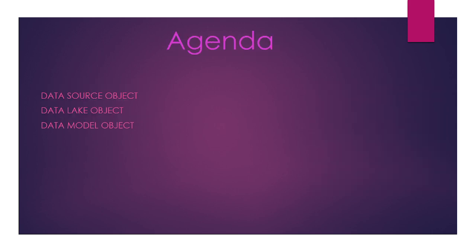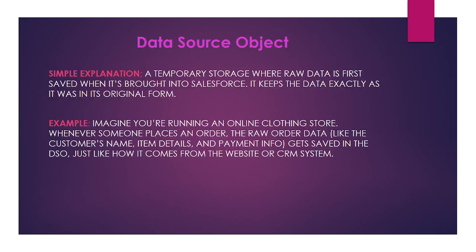So today we will discuss data source object, data lake object, and data model object. In short form, we call them DSO, DLO, and DMO. All these three terminologies are used in Data Cloud, and these are the basic things we should know before we start with Data Cloud.